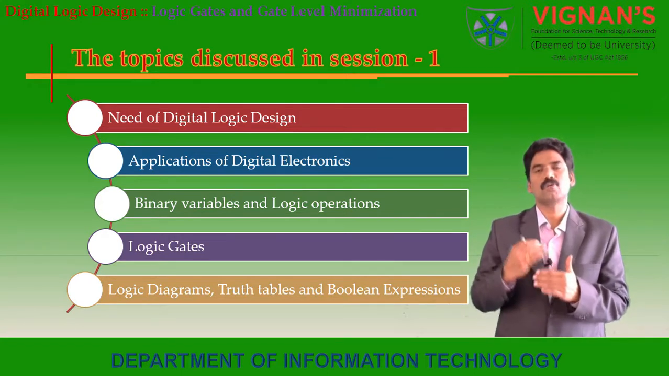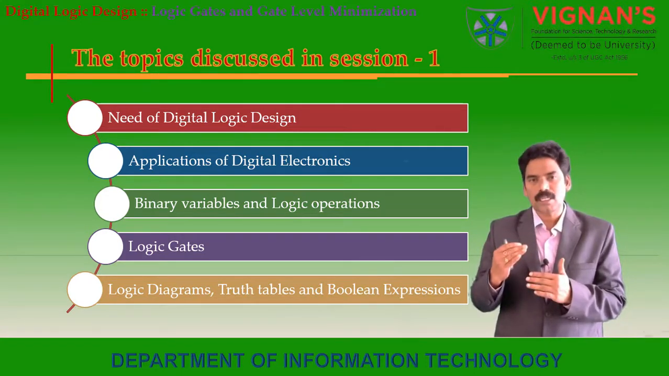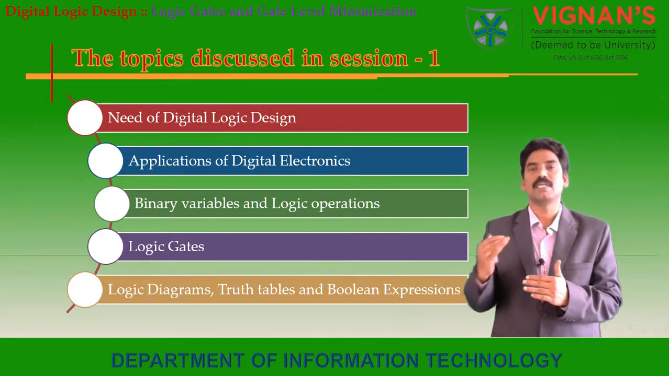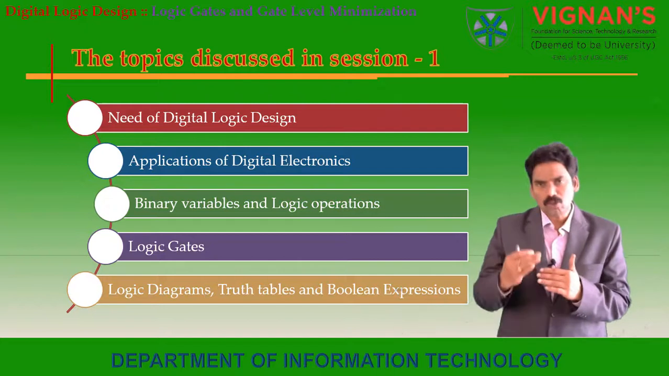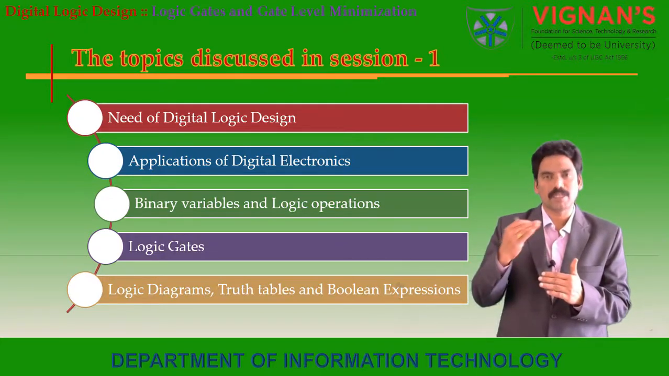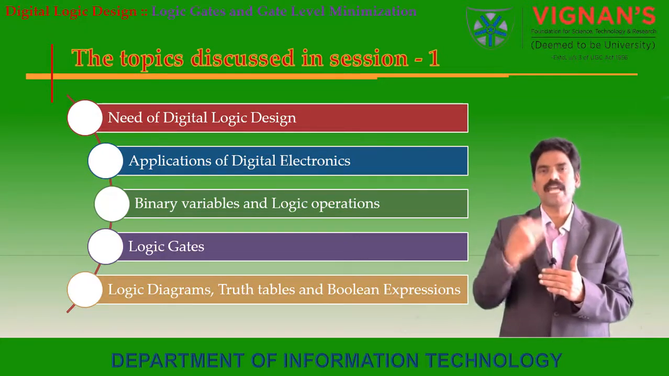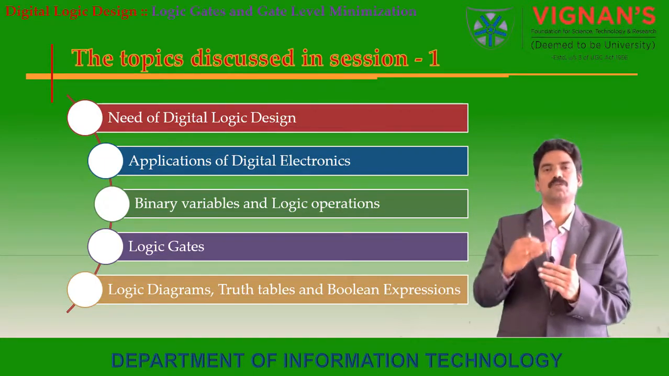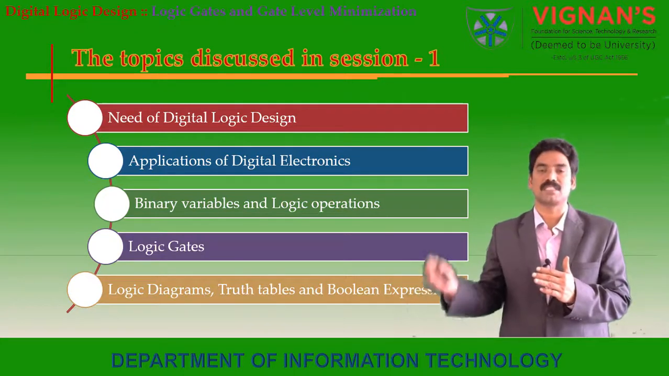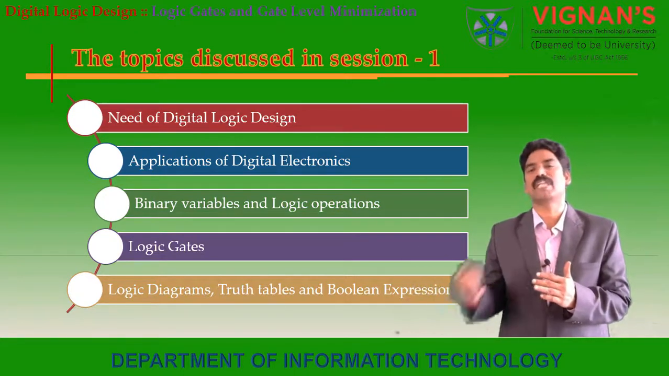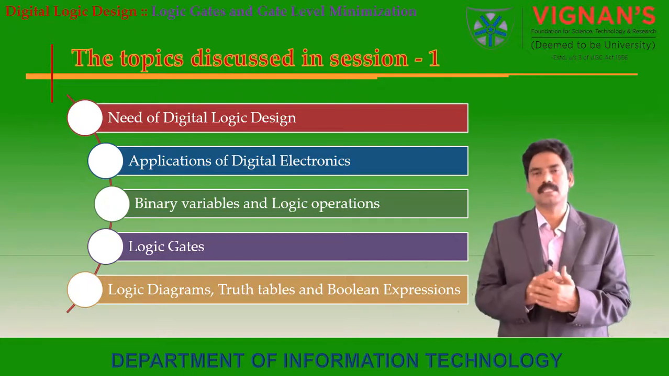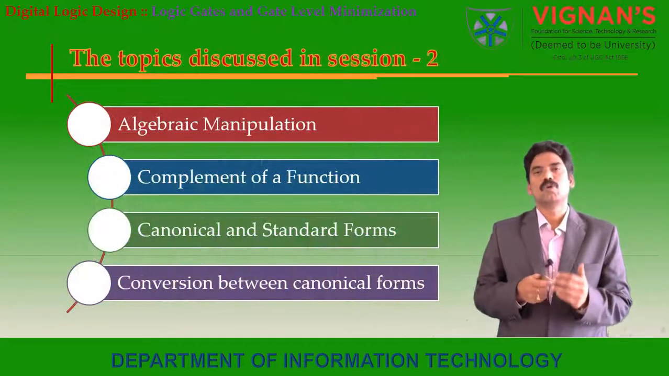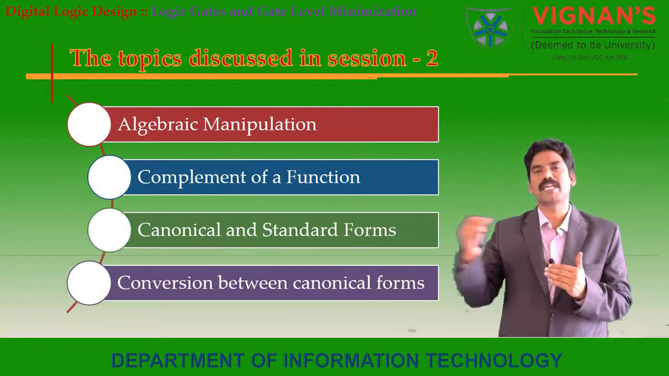And after that we discussed logic diagrams, truth tables and Boolean expressions in session 1: how to draw logic diagrams for a Boolean expression, how to realize a truth table for the Boolean expressions, from a truth table how to derive Boolean expressions, and from a logic diagram how to derive Boolean expressions. We discussed these in detail in session 1. And in session 2 we discussed algebraic manipulation.